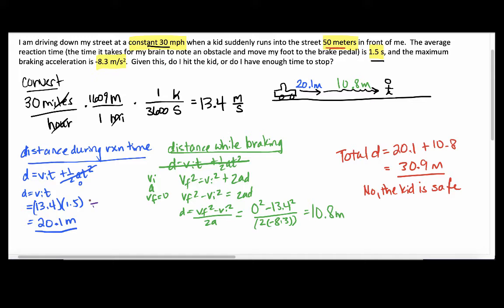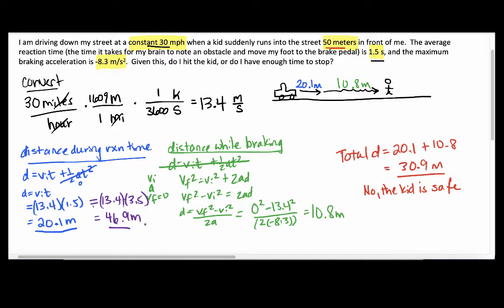It's not going to affect how long it takes me to brake, but it is going to affect my reaction time. So right here, I'm going to be traveling a constant velocity of 13.4 meters per second for 3.5 seconds, which means 46.9 meters. Okay, so I haven't quite hit the kid yet. He's still a few meters in front of me when I see him, but he is real close. Once I hit those brakes, it's still going to take me 10.8 meters to stop.